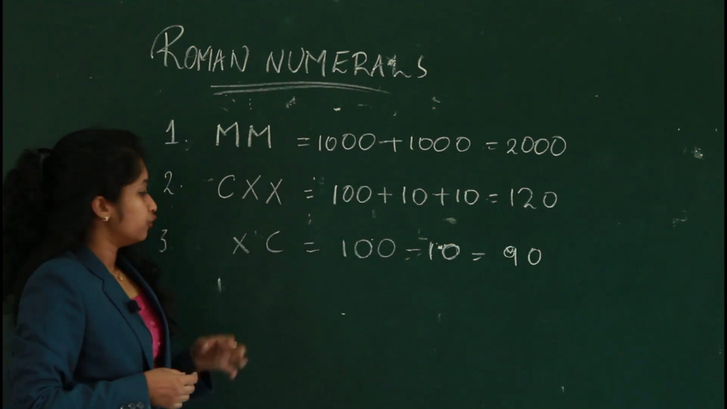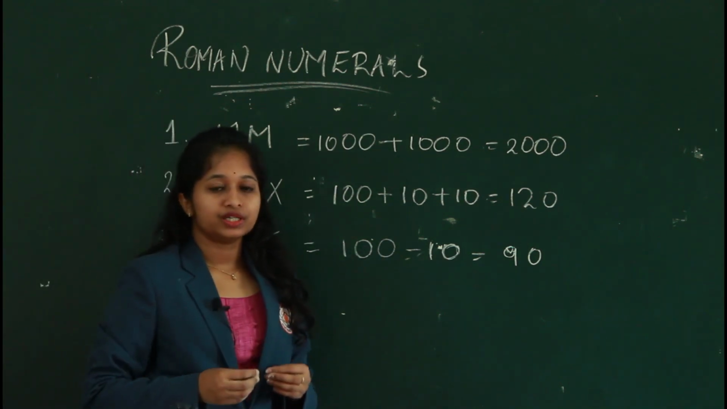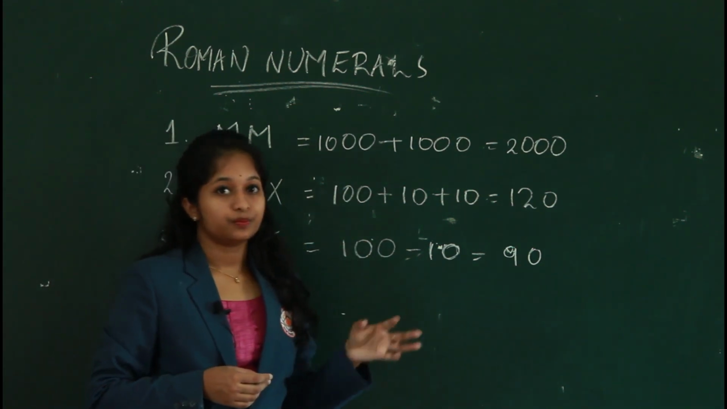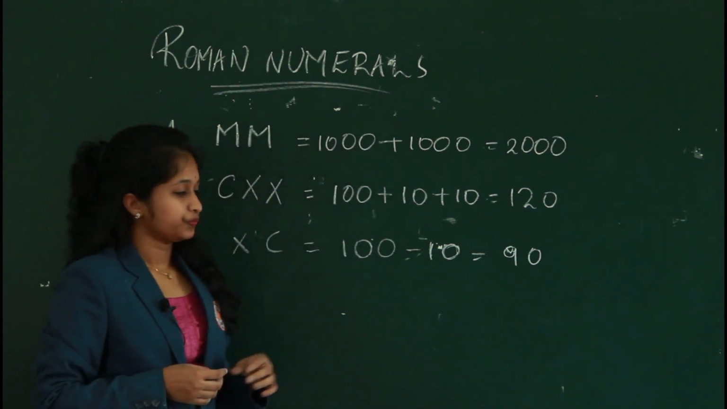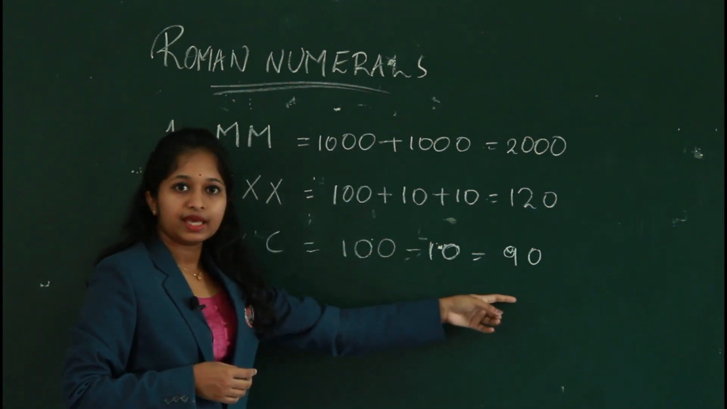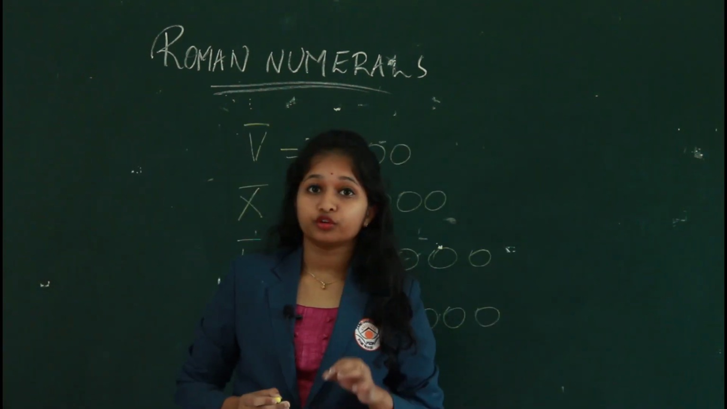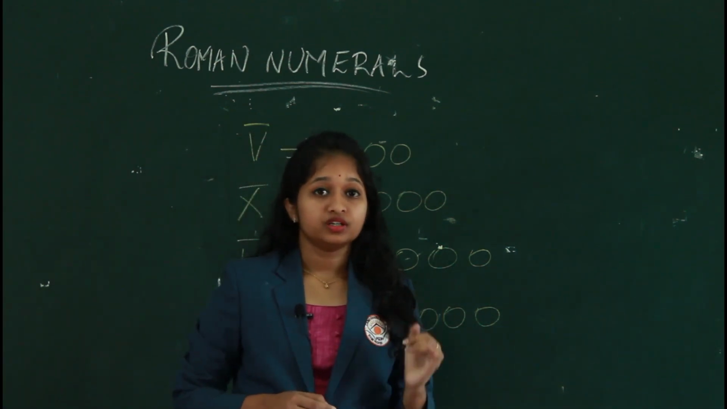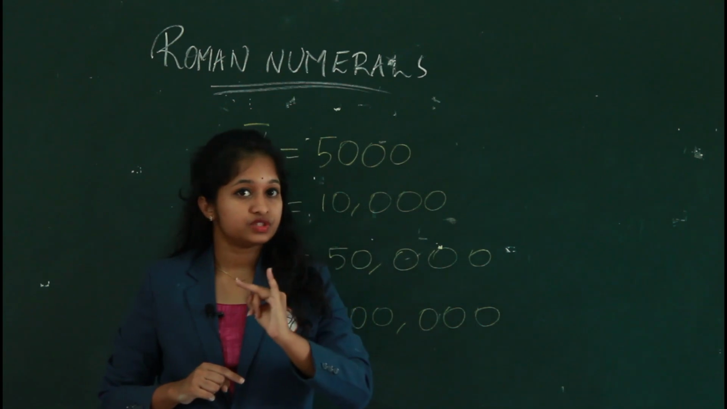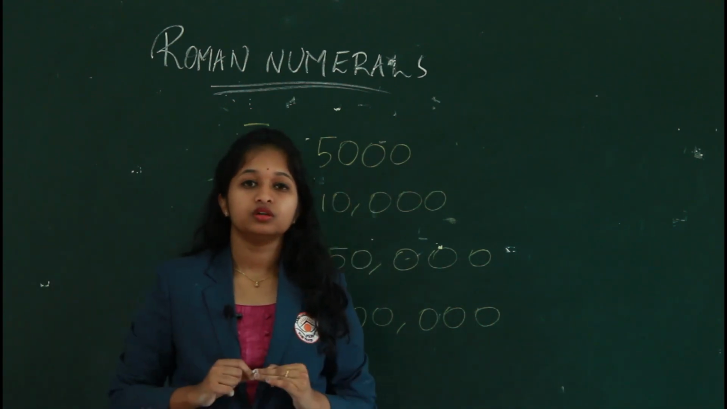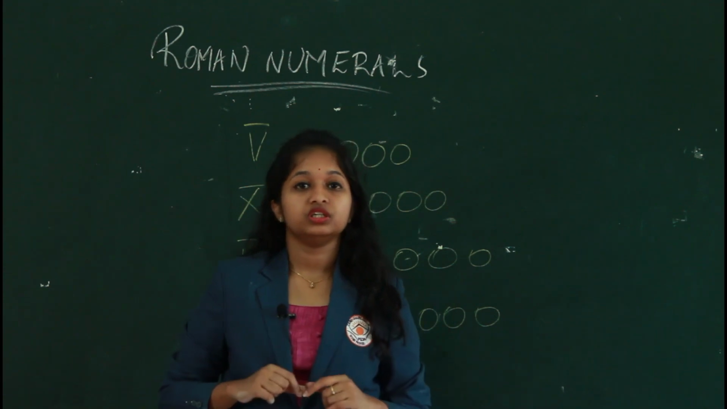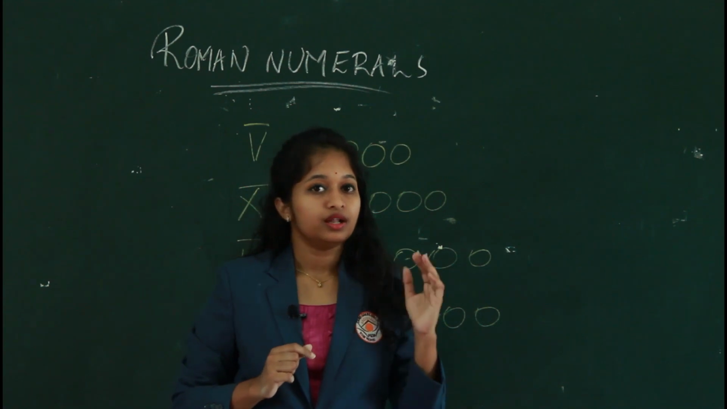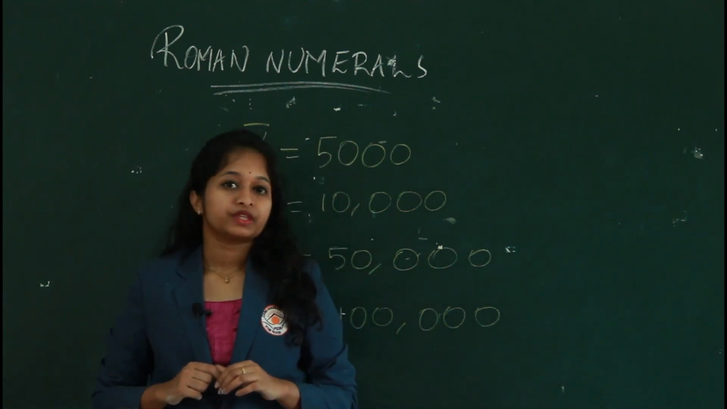And next rule, when a smaller numeral is placed to the left of larger one, then we have to subtract the smaller one from the larger. So we get 100 minus 10 as 90. Children, we can't repeat any symbols more than 3 times, and we can't repeat 5, 50 and 500 at all, and we can't subtract these 3 symbols from any of the symbols, and we can't write that symbols to the left of any symbol.